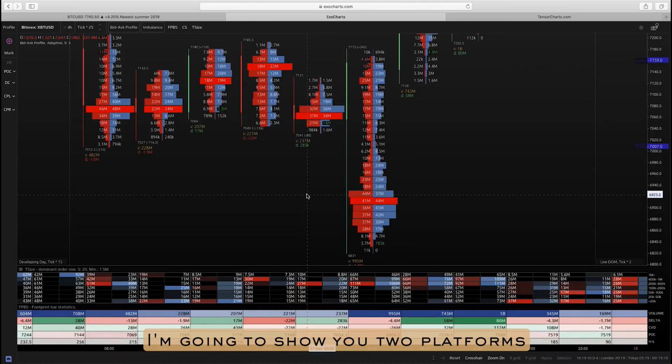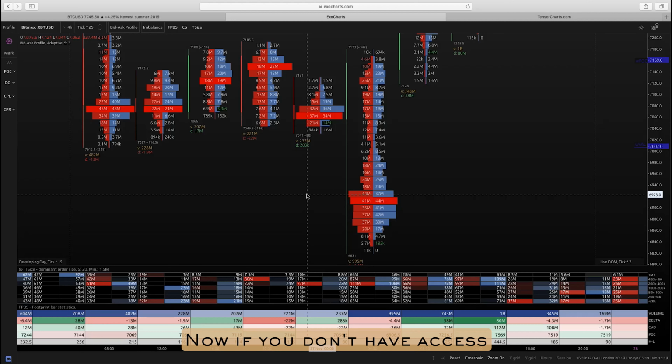All right, so I'm going to show you two platforms, and keep in mind that footprint charts, no matter what platform you're on, are going to look identical. Certain platforms might offer you fancier features and configurations, but a footprint chart is a footprint chart. If you're using Tensor or XO, the configurations and setups might be different, but they're basically showing you the exact same thing.